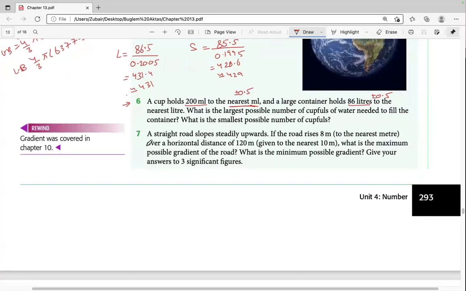Question number 7. A straight road slopes steadily upwards. If the road rises 8 meters to the nearest meter, plus minus 0.5, over a horizontal distance of 120 meters given to the nearest 10 meters, plus minus 5. What is the maximum possible gradient of the road? What is the minimum possible gradient? Can you do that?